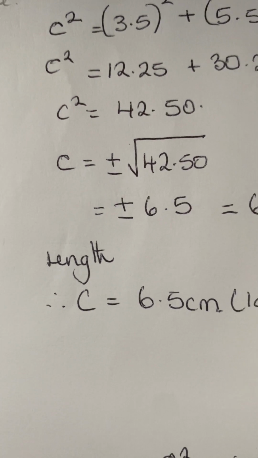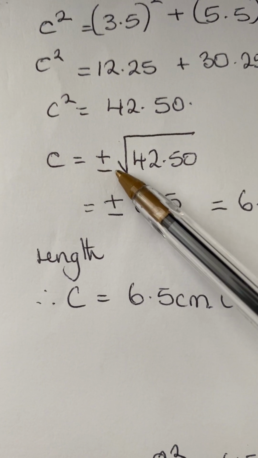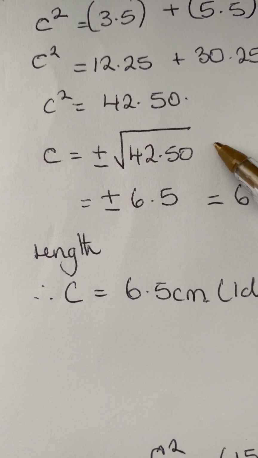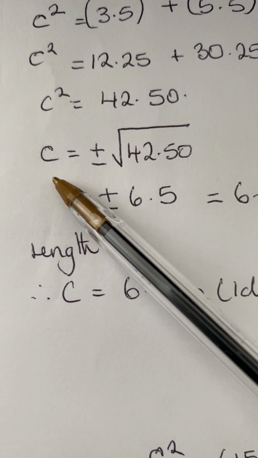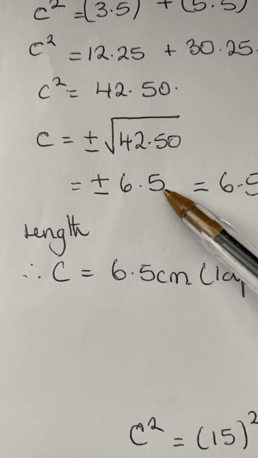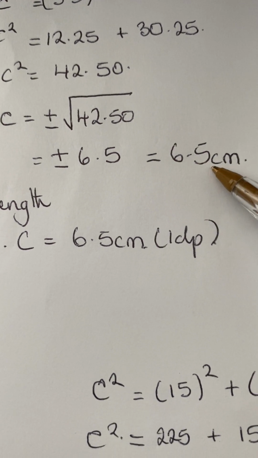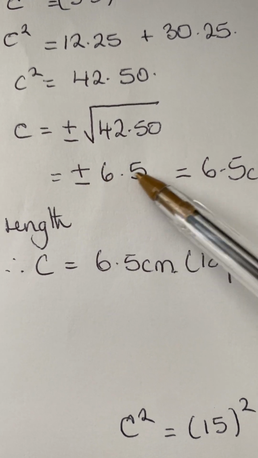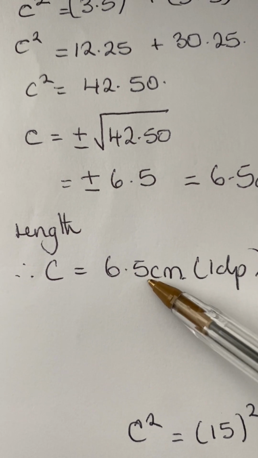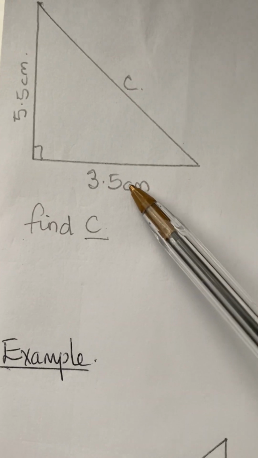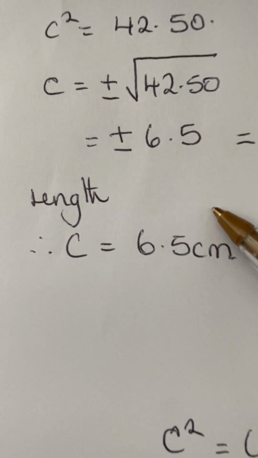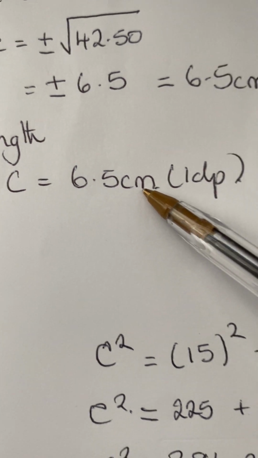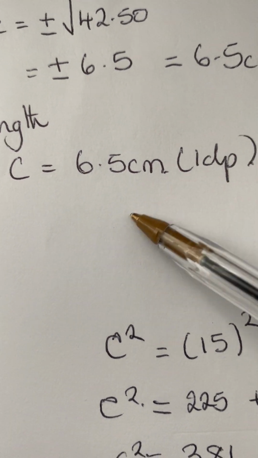So c squared will be plus or minus the square root of 42.50. Now c will be equal to 6.5 plus or minus, but we are looking for length, so I will choose only the positive answer. So 6.5. Now, our question was in centimeters, so 6.5 centimeters, 1 decimal place. That will be our answer.